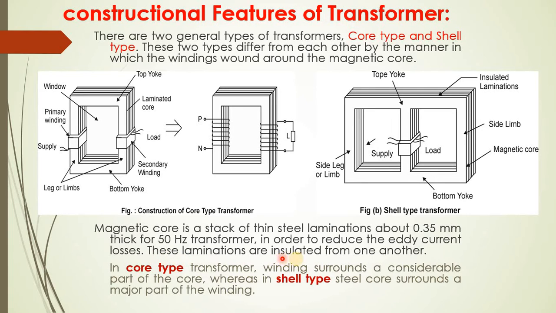Okay, these laminations are insulated from each other so that the path of the eddy current gets reduced. In core type transformer, windings surround the considerable part of the core, whereas in shell type transformer, steel core surrounds a major part of the winding. You can see here the steel core that is surrounding the major part of the winding. And in case of the core transformer, this winding will surround the considerable part of the core.